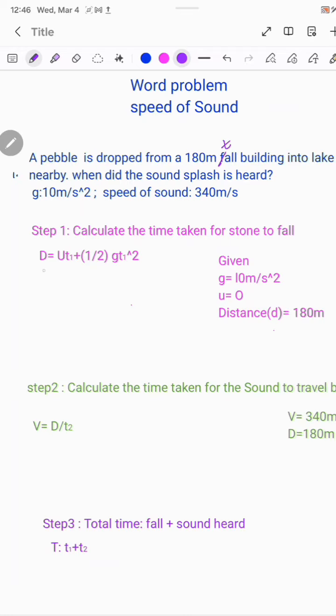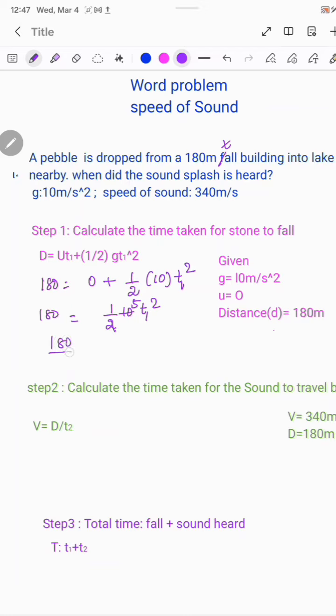Okay, so we know the formula s is equal to ut plus half gt squared. I have written it as d for your understanding, that is the distance. The initial velocity is 0, so d is 180 meters. So 180 equals 0 plus half into g, which is 10, into t squared, that is t1 squared. So this is half into 10 into t1 squared. This will cancel: this is 5 and here it is 180.